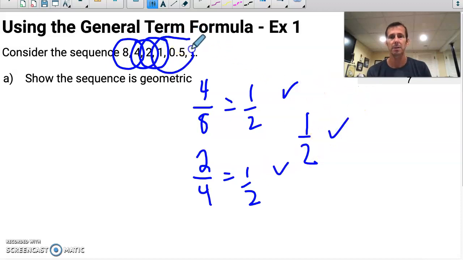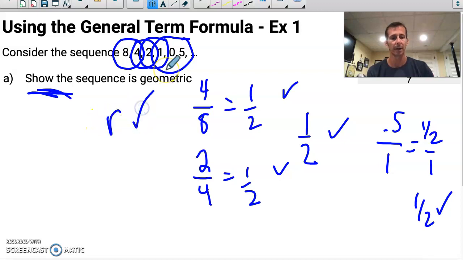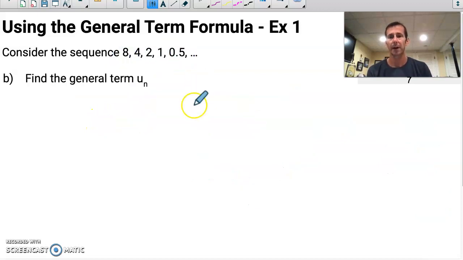And then this is 0.5 over 1, and 0.5 over 1 is the same as a half over 1, which is the same as a half. Check. And that's how I show it's geometric. I just show that the common ratio is the same, and I've done that. Now I'm going to find the general term.